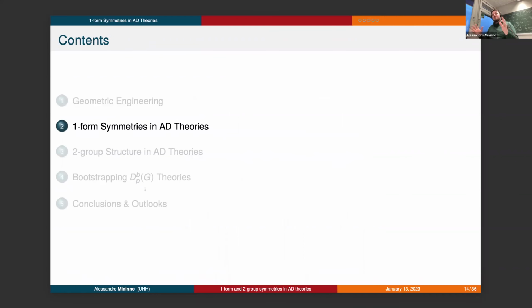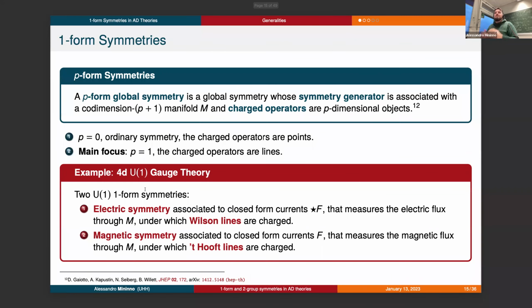So now that you know how to generalize these theories by geometric engineering, now that you know what an Argyres-Douglas theory is, it's important to introduce another concept, which is the concept of one-form symmetries. So in general, a p-form global symmetry is a global symmetry whose symmetry generator is associated to a codimension p+1 manifold, and the charged operators are p-dimensional objects. So our main interest is the one-form symmetry, so p equal 1.